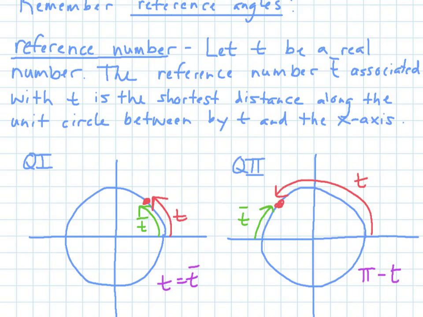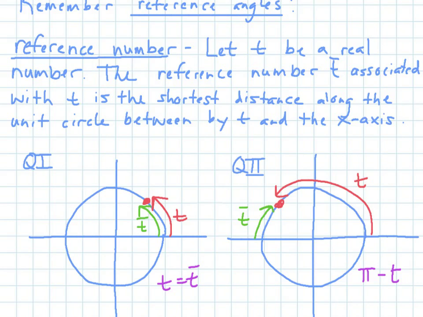Okay. Reference number. Let's let t be a real number. The reference number t bar associated with t is the shortest distance along the unit circle between t and the x-axis. So that's the same thing as with our theta and theta bar. When we were talking about reference angles, there's always the shortest angle from the x-axis to your terminal side.